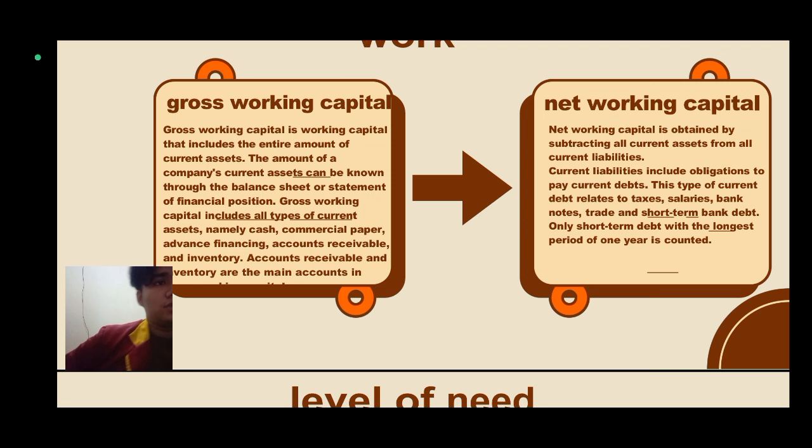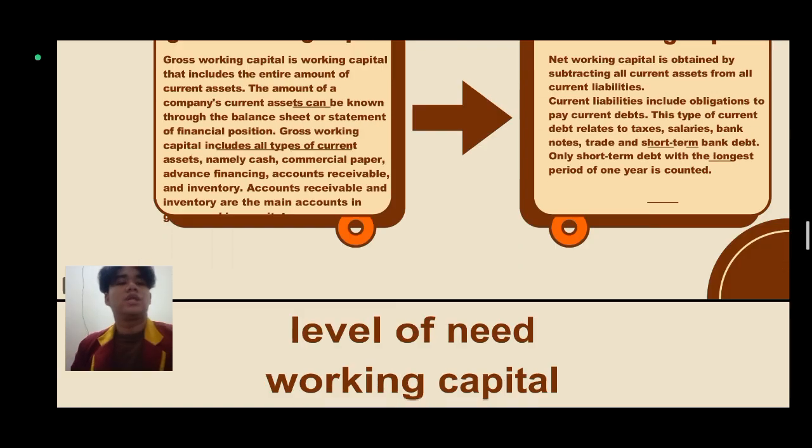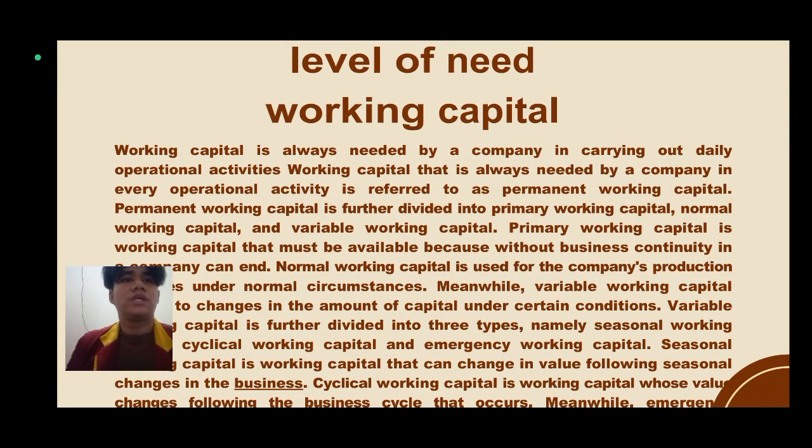Net working capital. Net working capital is obtained by subtracting all current liabilities from all current assets. Current liabilities include obligations to pay current debts. This type of current debt relates to taxes, salaries, bank notes, trade, and short-term bank debt. Only short-term debt with the longest period of 1 year is counted.